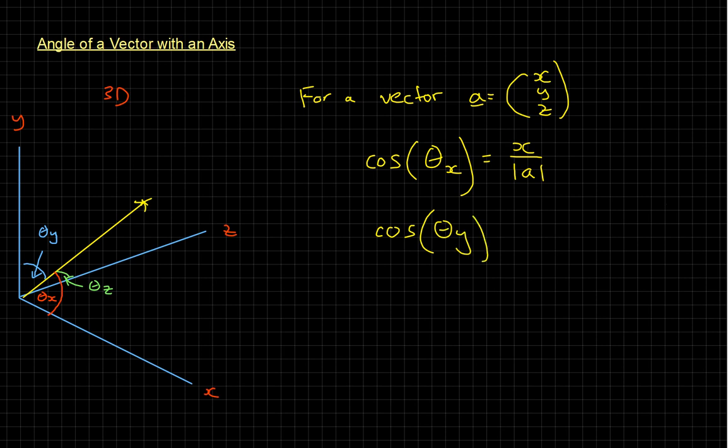And now, if you've remembered that, you've basically got the formulas for the others. Cos of theta y is the y value divided by the magnitude, and cos of theta z is equal to the z value divided by the magnitude. Okay, that's that simple. So those are the three formulas, really just one formula, which allows you to find the angle that a 3D vector makes with any one of the three coordinate axes.